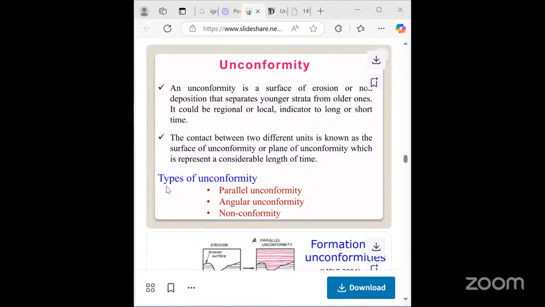So there are three types of unconformity, right? The first one is parallel unconformity, the next one is angular unconformity, and the last one is non-conformity. And disconformity is also there, right?